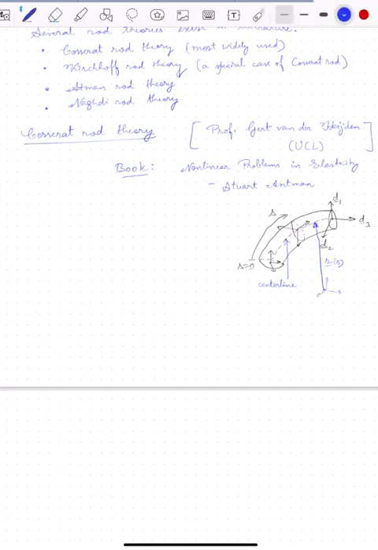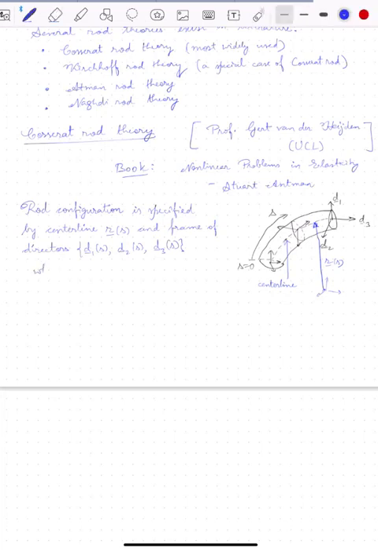So the rod configuration is specified by the center line R vector of S and a frame of directors, where S is the arc length coordinate.